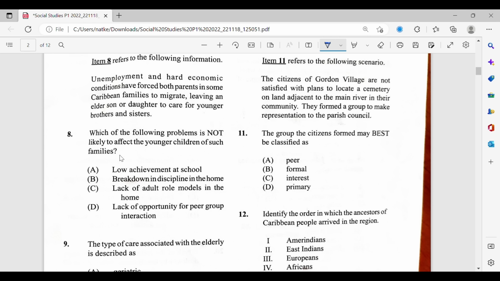So low achievement in school, this is possible they may have this problem. Breakdown of discipline in the home, lack of adult role models in the home, lack of opportunity for peer group interaction. This is the least likely problem. If they have an older sister or older brother that is caring for the younger ones, they will have plenty of time for peer group interaction. So the answer would have been letter D.